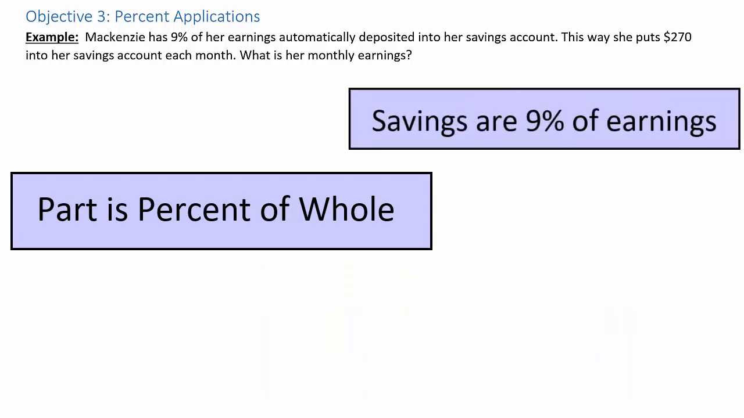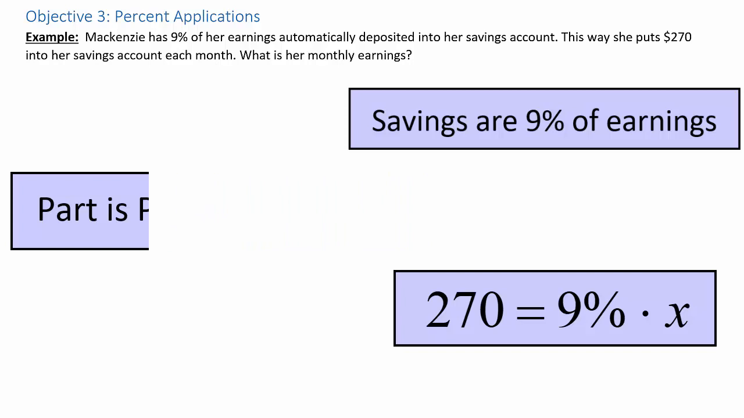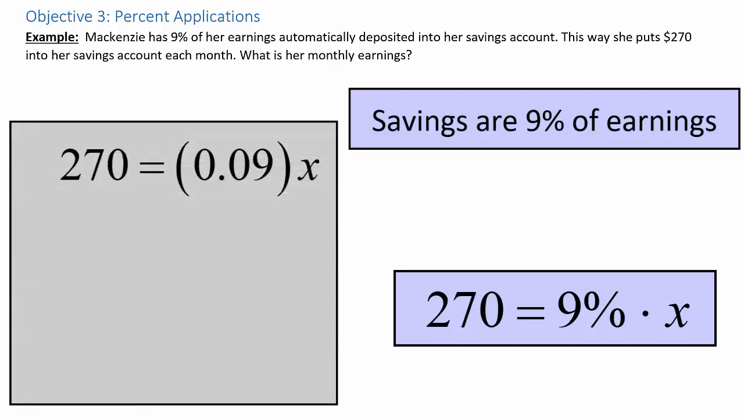Mackenzie's savings are 9% of her earnings. So savings are 9% of earnings. The savings was the $270. So 270 equals 9% of earnings. Our unknown is her earnings. We'll call that X. 270 equals 9% times X. As a decimal, 9% is 0.09. Be sure to move the decimal place twice.